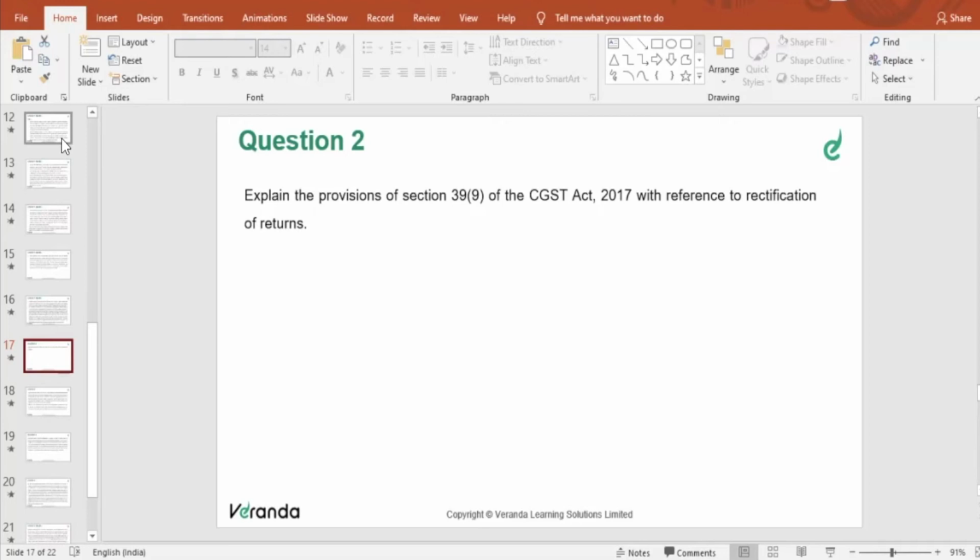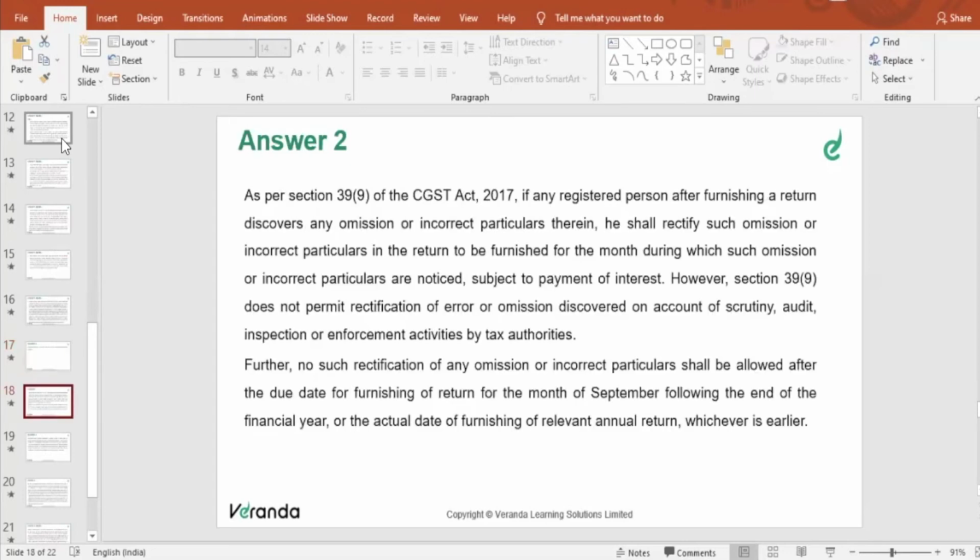And at the same time, even if you yourself realize the mistake and are making the correction, you can only do it up to the due date of filing the return for the month of September, or the date of filing of annual return, whichever is earlier. What is the due date of filing annual return generally? December 31st. Come on, no half answers.